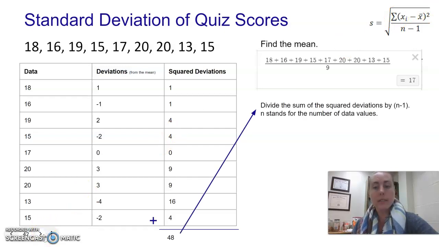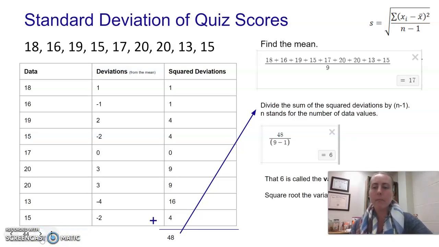According to our formula, the next thing we need to do is divide the sum of the squared deviations by n-1. So we're on this part of the formula, dividing by the n-1. N again stands for the number of data values. We have 9 data values, so n-1 is going to be 8. We're going to divide 48 by 8, and that will give us 6. That 6 is called the variance. The variance is in units squared. Remember, we squared all of these deviations, so our units became units squared, in this case, points squared on the quiz. We added them up, we divided by the number of numbers minus 1, and we got 6. So now the variance would be 6 points squared.